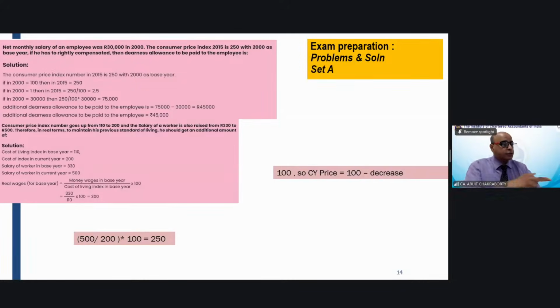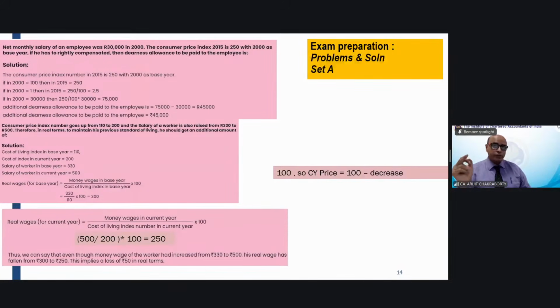What will the real wage be? In the base year the employee's wage was 330. So in the numerator we will write 330, but the index number of the base year as per the problem is 110. So I will divide 330 by 110. So I am getting 3, exactly. 110, 3. 3 means it is equivalent, in percentage terms, to 300 rupees. So the real wage in the base year is this.